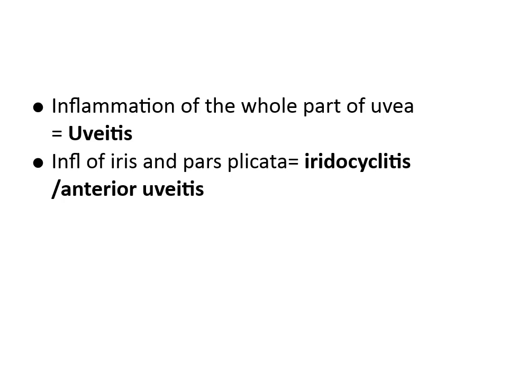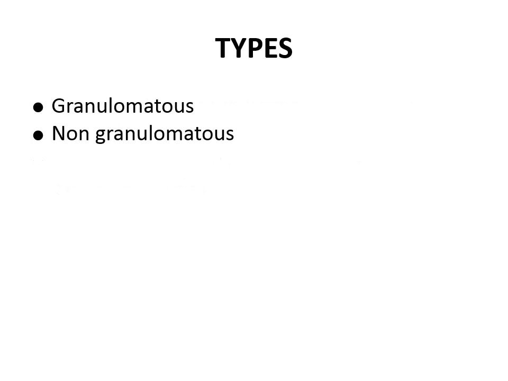So inflammation of the whole uvea is called uveitis, and inflammation of just the iris is called iritis, and inflammation of the pars plicata is called anterior cyclitis. Together, the inflammation of both the iris and the pars plicata is called iridocyclitis or anterior uveitis. Anterior uveitis is the most common form. It is again of two types: a granulomatous type and a non-granulomatous type.